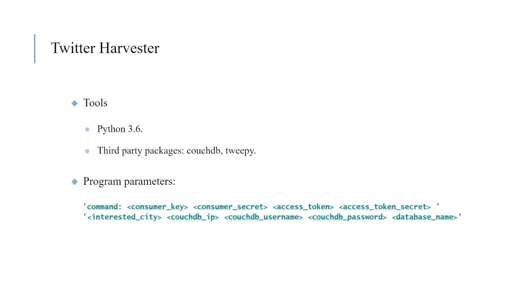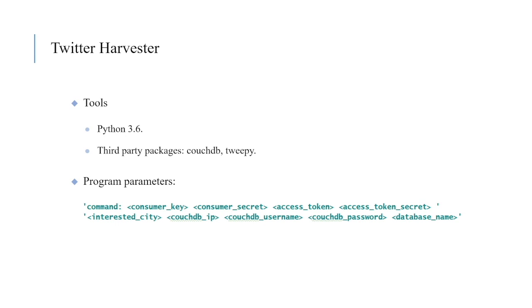In this part, I will introduce the Twitter harvester. The language used is Python 3.6, and I use two packages, CouchDB and Tweepy. As you can see, there are a lot of parameters. The first four are Twitter API tokens. They are used to access resources of Twitter.